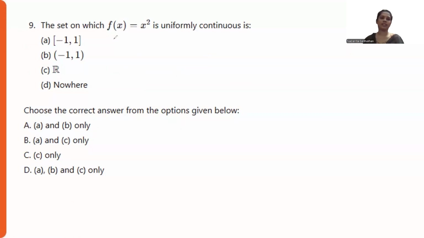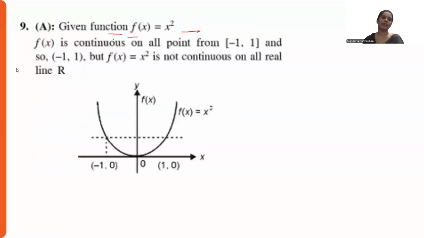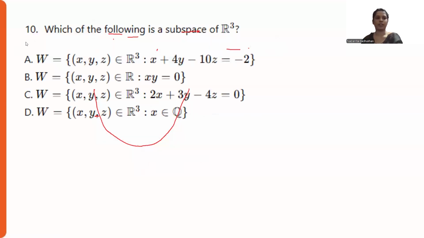Now they have given us a set, and we need to find on which set f(x) equal to x squared is going to be uniformly continuous, right? Okay, let's see. If we look into the graph of this, it is a continuously increasing function. So if we take a bounded set, the continuous function on minus 1 to 1 is going to be uniformly continuous, right? So from there, we can say that it is uniformly continuous on the closed interval minus 1, 1, right? Okay, great.